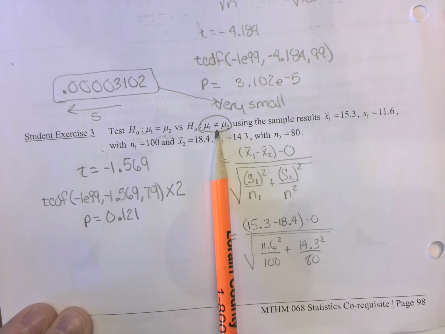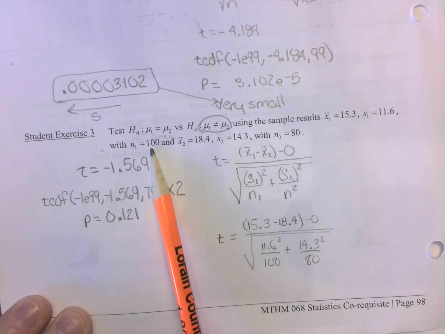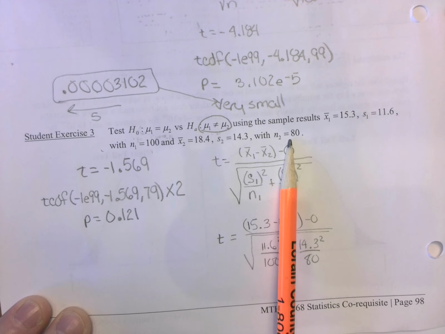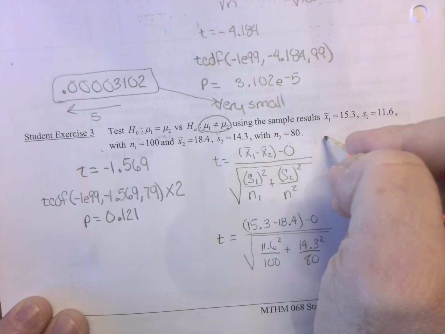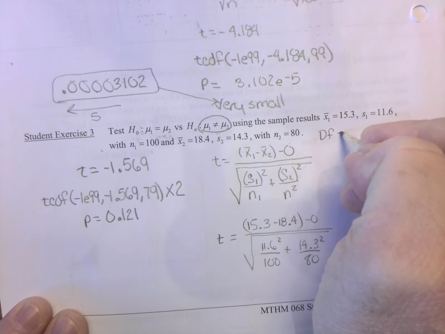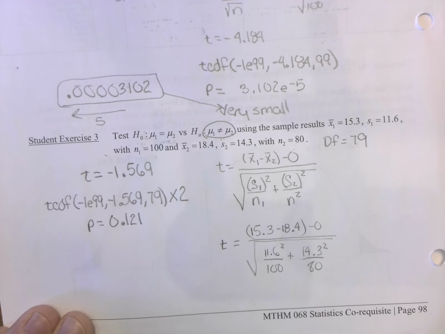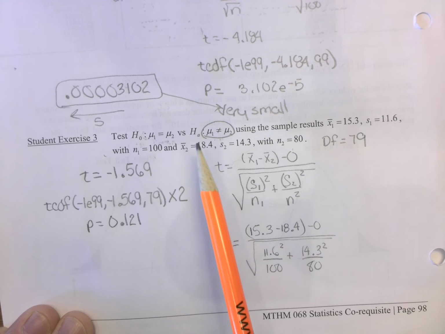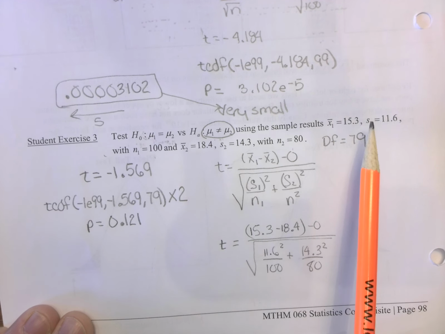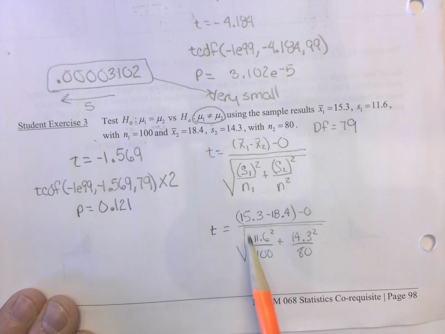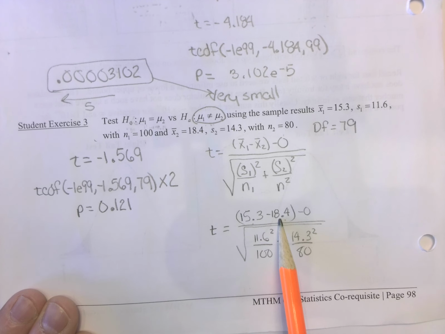I also have to figure out my degrees of freedom. If I look at this n value of 100 and this n value of 80, my degrees of freedom in my problem are one smaller than the smallest value, which will be 79. I haven't done a single bit of calculating other than reading everything from the problem so far. So I fill in my values. I take my x1 and x2, I subtract my null, I take my first standard deviation and I square it, divided by the first n. I take my second standard deviation and square it, divided by the second n.